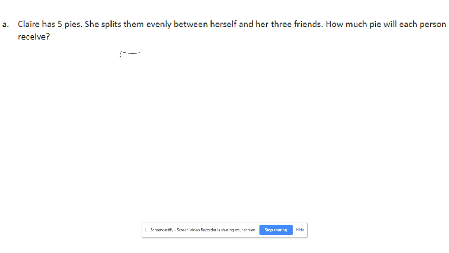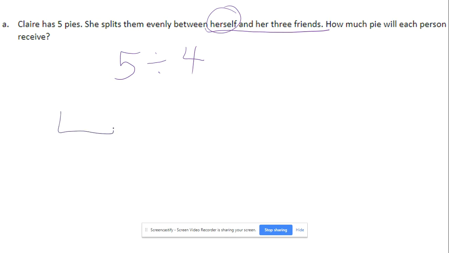We have a total of 5 pies, and we're splitting that between herself and 3 friends. So that's a total of 4 people. We're going to split that between 4 people. We're not dividing by 3 because she's including herself. So herself and her 3 friends is 4 people.